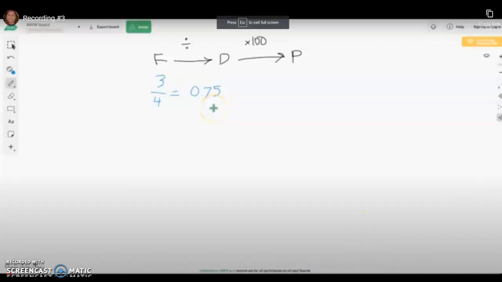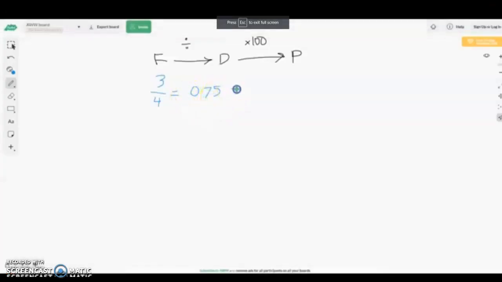Our final step, class, is to convert our decimal into a percent form. So remember, changing a fraction to a decimal, we divide. Changing a decimal to a percent, remember percent is always out of 100, so we multiply by 100. Now, we can go ahead and do 75/100ths and multiply that by 100, okay?